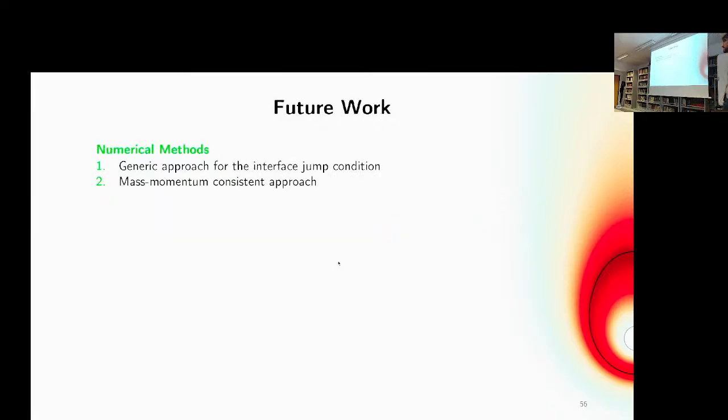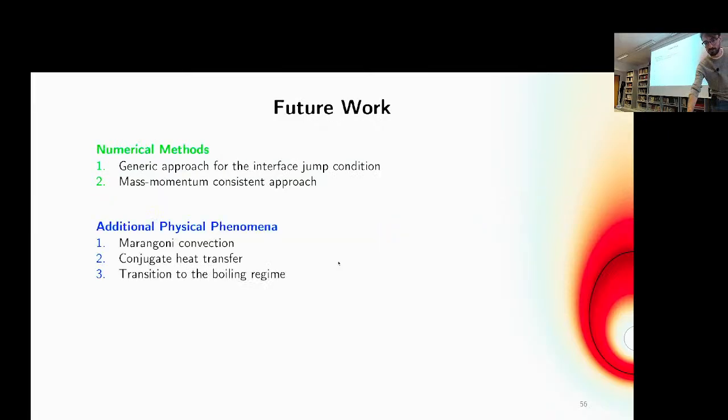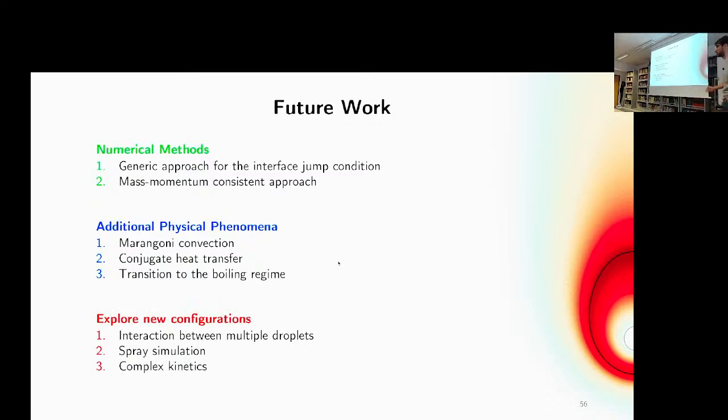And future work, there is a lot of future work to do from different perspectives: numerical methods, additional physical phenomena, and new configurations. For the numerical methods, it would be nice to have a single formulation for managing the velocity jump. Instead of deciding between a double pressure-velocity coupling, a pure one-field approach, or a ghost fluid method, it would be very nice to have a single method that works for everything: evaporation, boiling.